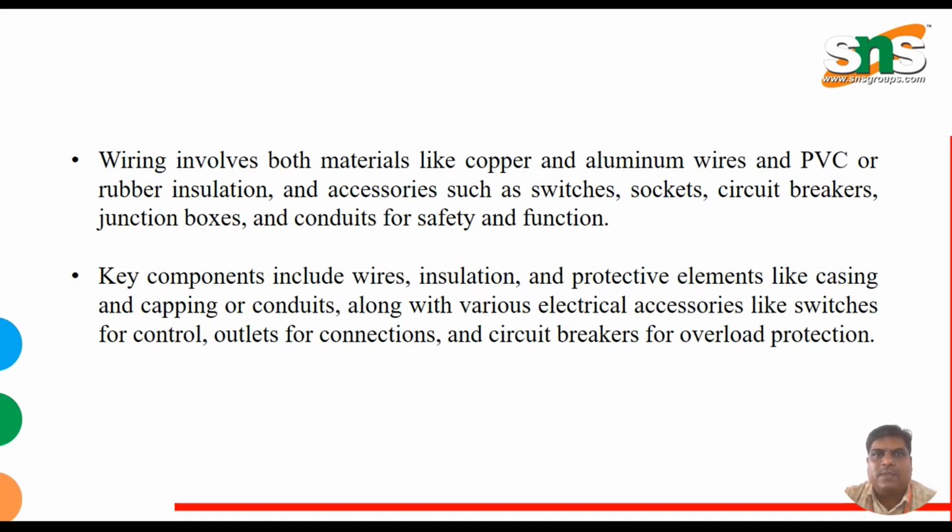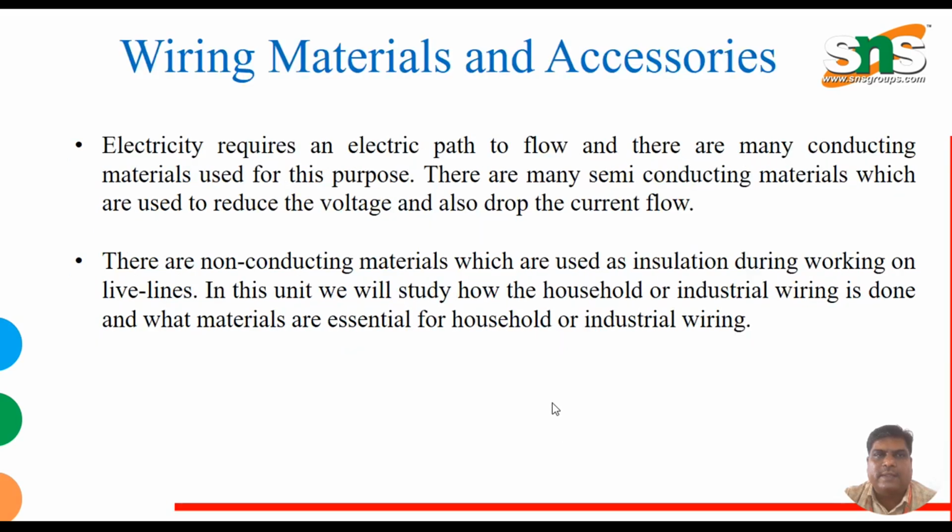Wiring involves both materials like copper and aluminum wires and PVC or rubber insulation, and accessories such as switches, sockets, circuit breakers, junction boxes and conduits for safety and function. Key components include wires, insulation and protective elements like casing and capping of conduits, along with various electrical accessories like switches for control, outlets for connections and circuit breakers for overload protection.